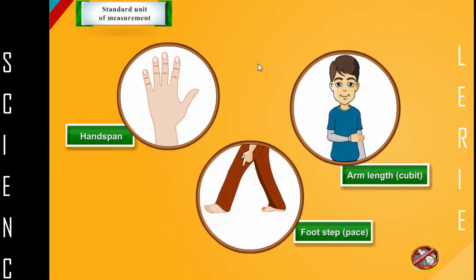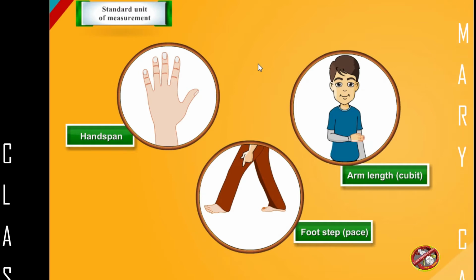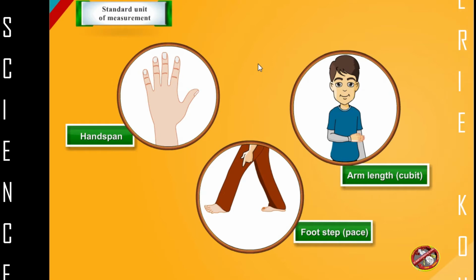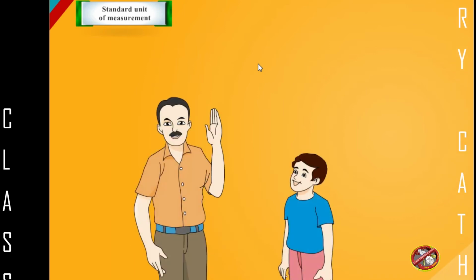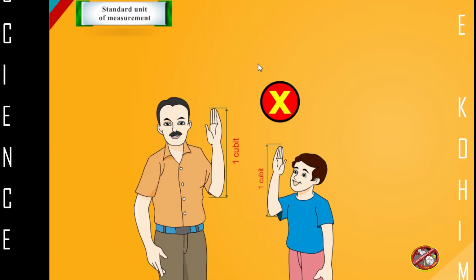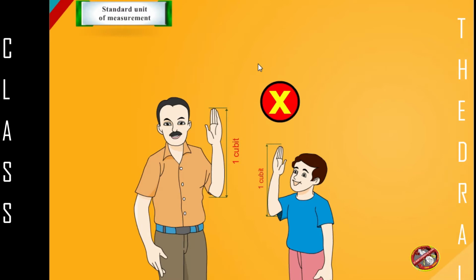Handspan, cubit, footstep and other units based on the length of body parts are not accurate and reliable. They cannot be used as standard units of measurement as the length of the body parts vary from person to person. Therefore, people realized the need for standard units of measurement. Standard units of measurement are those that have a fixed quantity value and therefore do not vary from person to person and place to place. It is necessary to have standard units of measurements for the sake of uniformity and convenience in measurements.